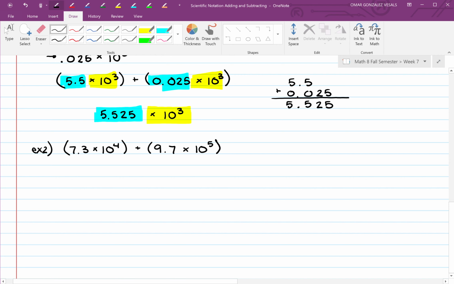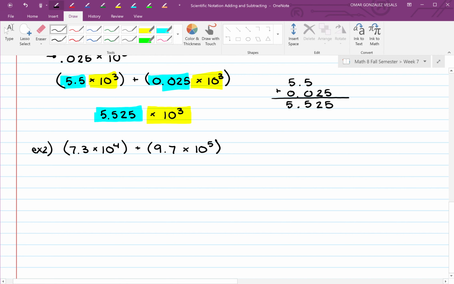Different exponents, correct? One of them is 10 to the 4th, the other one is 10 to the 5th. Which one do we want to manipulate first, guys? Well, how about this? Let's back it up. What do I want my exponent to be? Do I want to keep the 10 to the 4th, or do I want to keep the 10 to the 5th? 10 to the 5th, right?